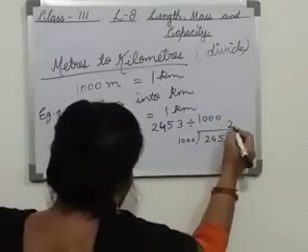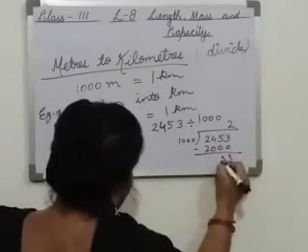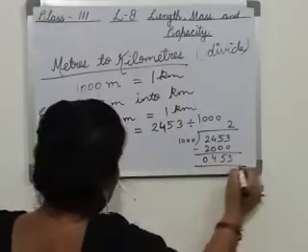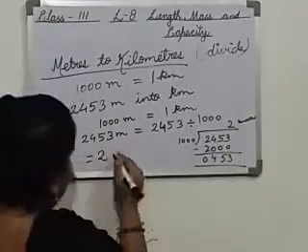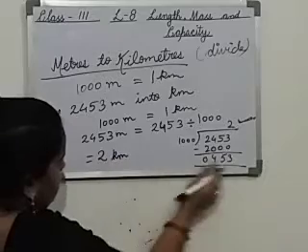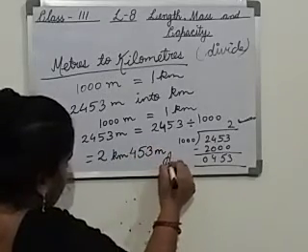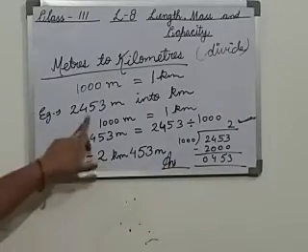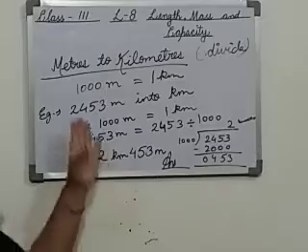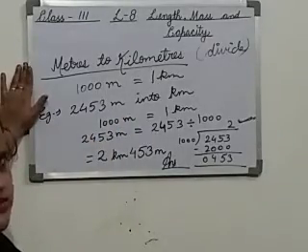2453. 2 times it will go. 3540. So what is the answer? Again the quotient is in kilometers. 2 kilometer, remainder 453 meter. This is your answer. Okay. 2 kilometer and 453 meter. Like this you will convert. Okay. Hope you have understood these types of conversion.